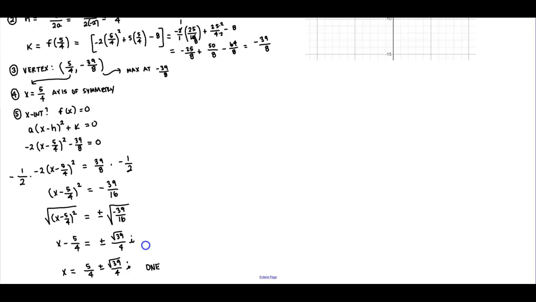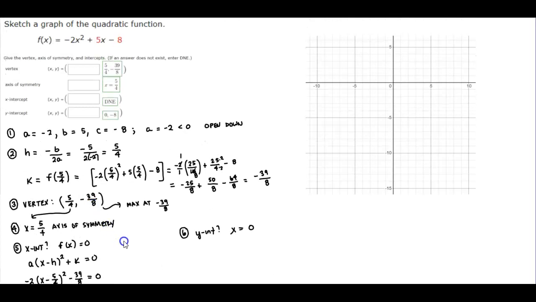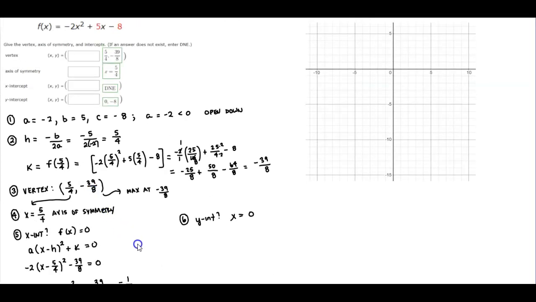Okay, so now we need to find the y-intercept. So we want to find the y-intercept by setting x equal to 0 in the function. So we know that our function again is negative 2x squared plus 5x minus 8. So it's at negative 2 times 0 squared plus 5 times 0 minus 8. So we know that gives us 0, that gives us 0, so we know that y is going to equal negative 8. So therefore the y-intercept is located at (0, negative 8).